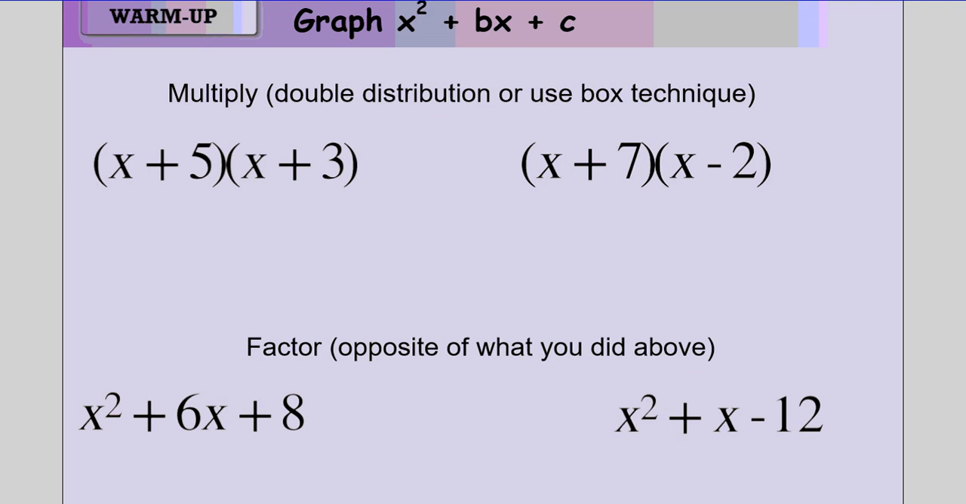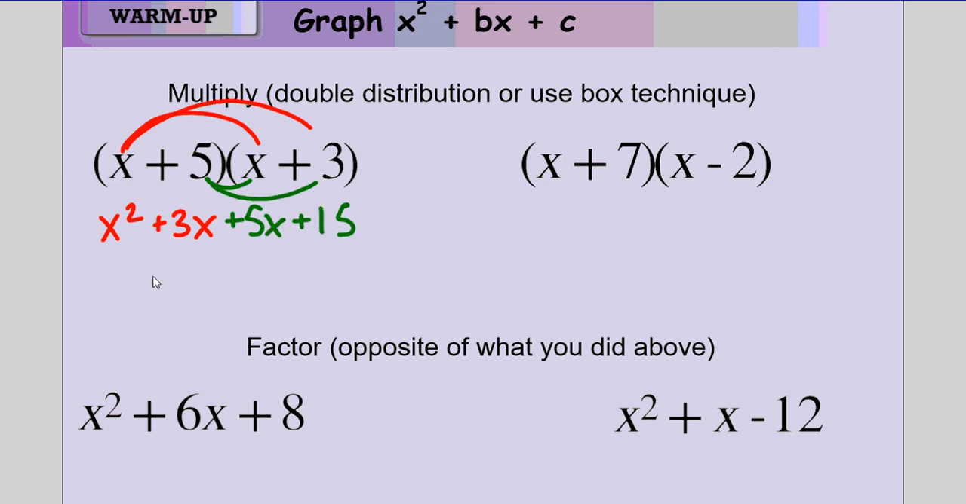Okay, here we go. Here's how you do it. The first one, you're multiplying. It's double distribution. You distribute the x first. X times x is x squared. X times 3 is 3x. Then you distribute the 5. 5 times x is 5x. 5 times 3 makes 15.